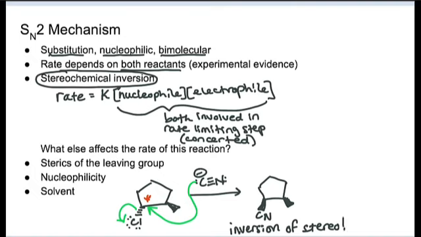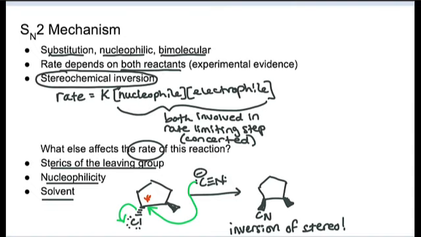Other considerations here for this reaction are going to be sterics of the leaving group. Okay, so these are factors that affect the rate of the reaction. The nucleophilicity, that's a fun word. How nucleophilic is your nucleophile? So cyanide happens to be a really strong, fabulous nucleophile, but we're going to compare and contrast the strength of the nucleophiles in these reactions. And then solvent is another factor that can slow down or impede the progress of an SN2 reaction.